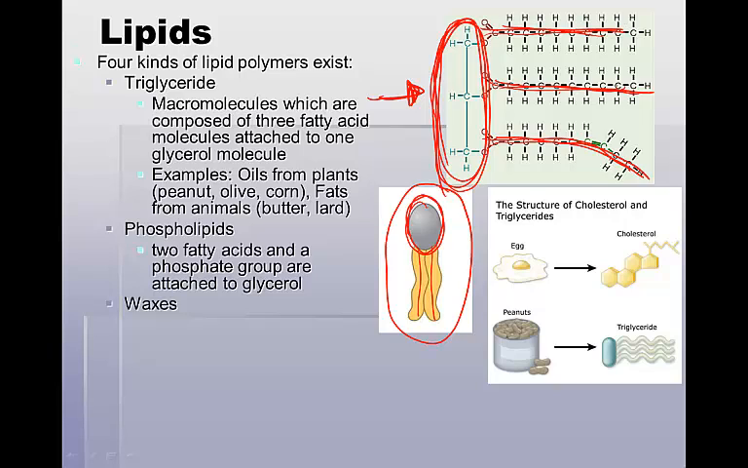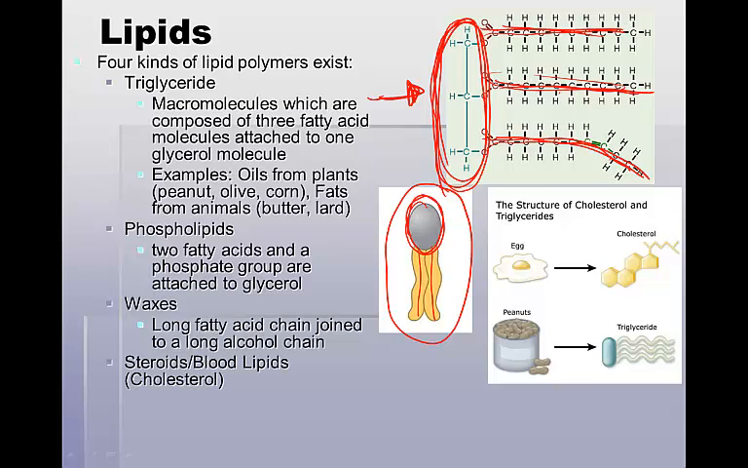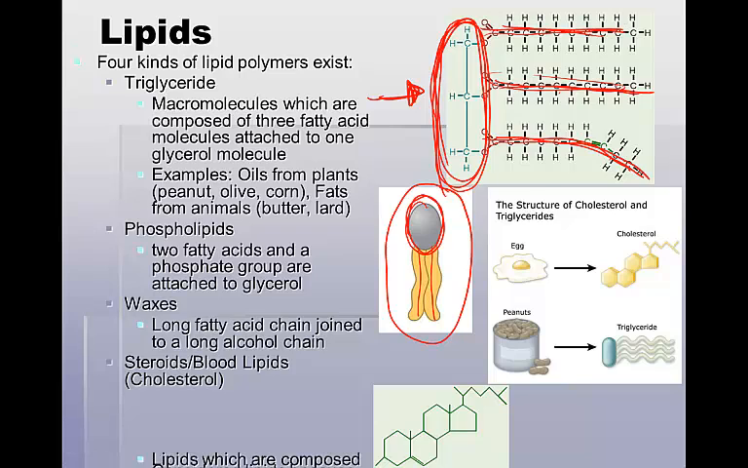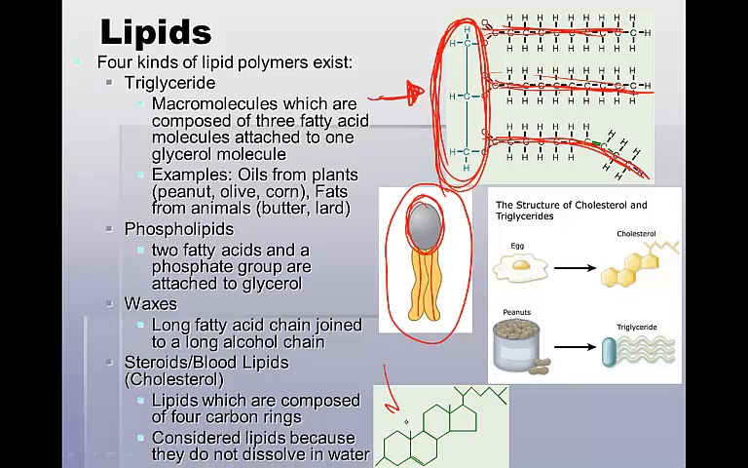Waxes are the third group of lipid polymers. Waxes are long fatty acid chains attached to an alcohol chain. So again, it's really that presence of that long fatty acid chain, just like we see up here, these long chains of hydrogens and carbons, that makes it a lipid. And the last major type of lipid we want to be familiar with are steroids. Steroids are lipids in your blood. This is when we talk about cholesterol. The steroids are a slightly different shape. They do have some rings in them, as you can see in this bottom picture, but they are still considered lipids because they do not dissolve in water.